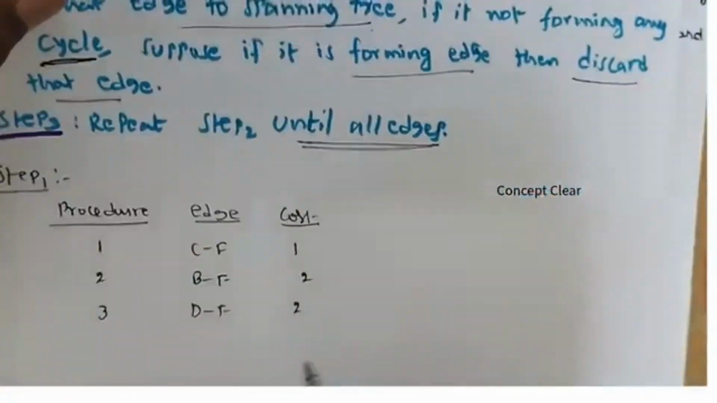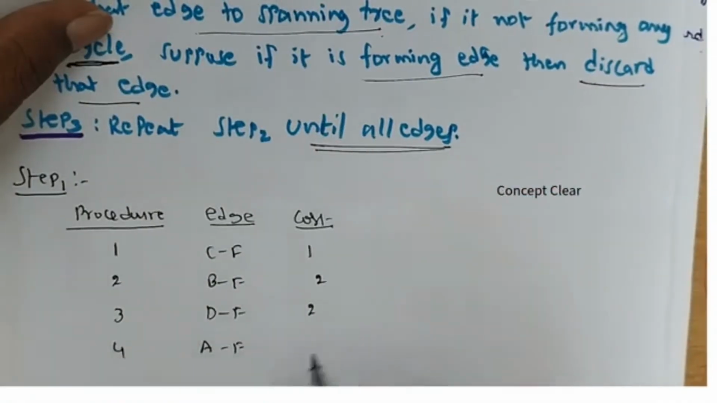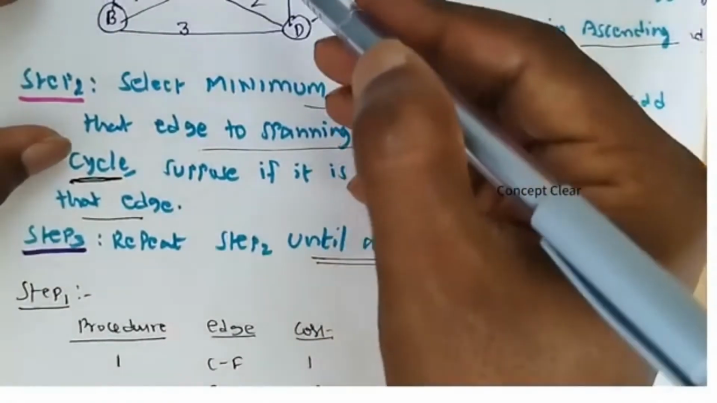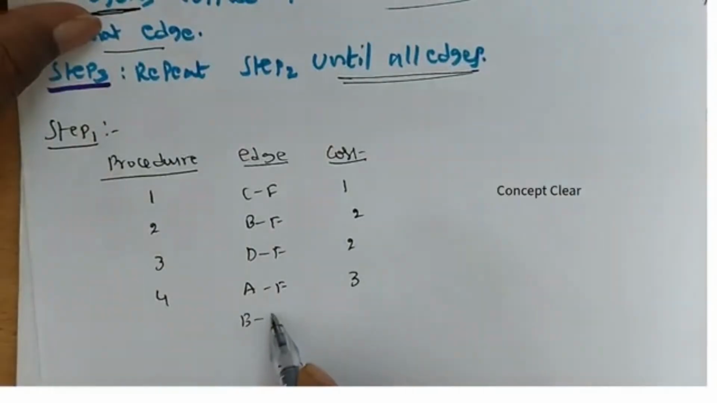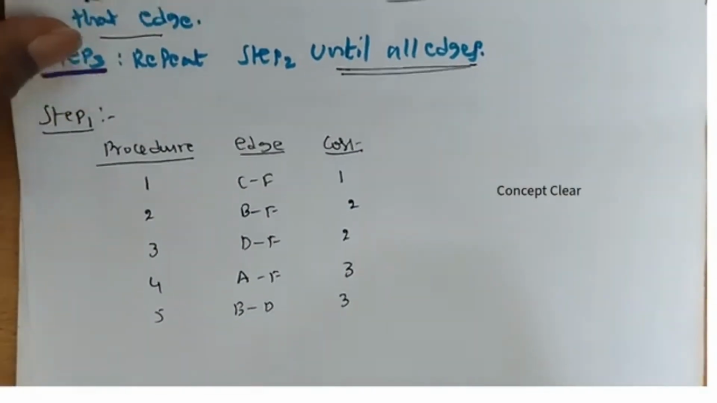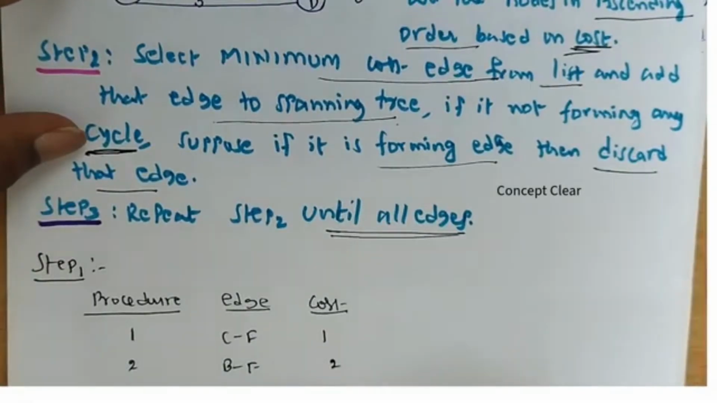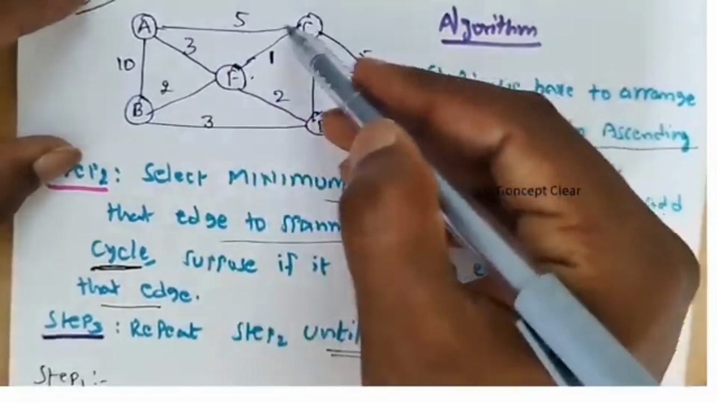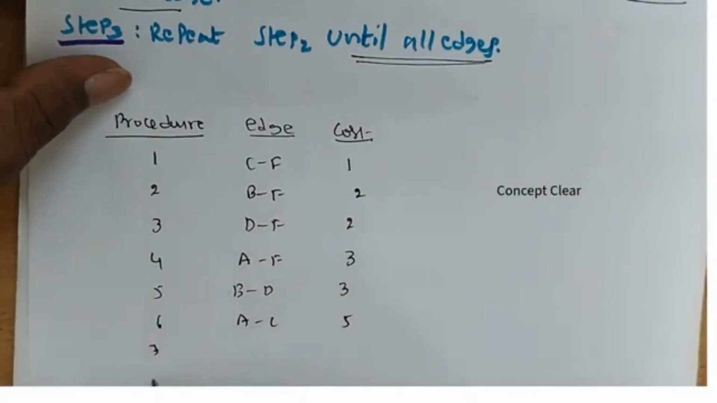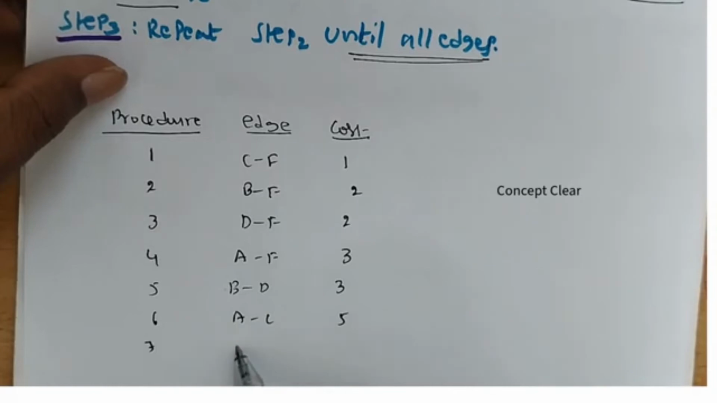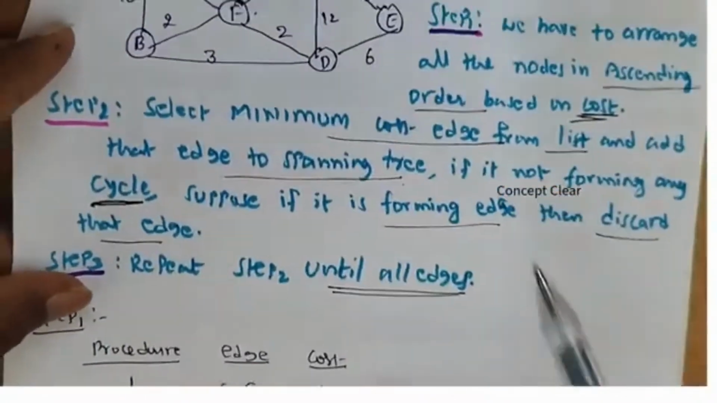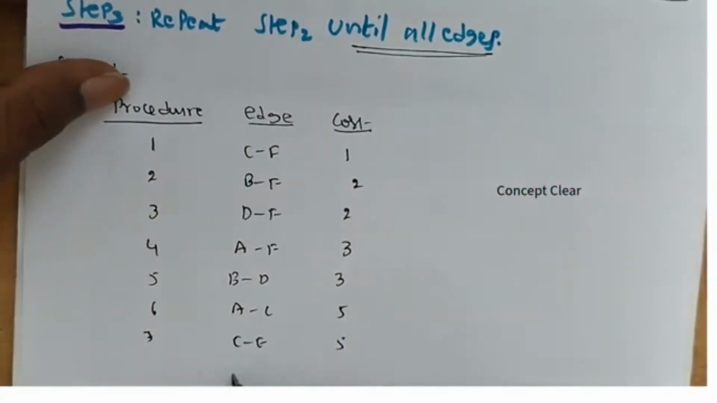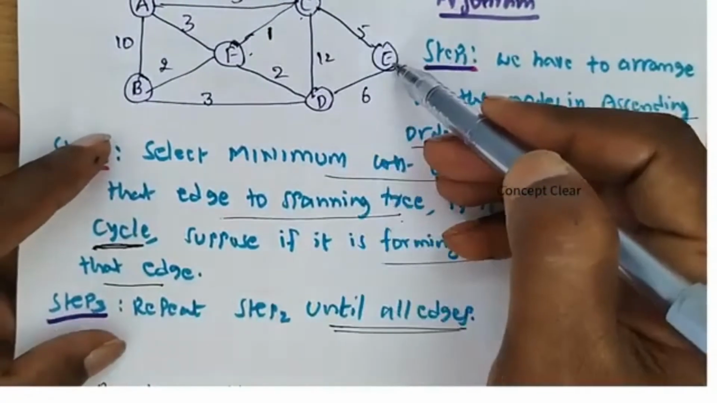What about the next one? A to F is 3. Next one, B to D is 3. And next one, A to C is 5. After that, C to E is also 5. And the last one is D to E is 6.